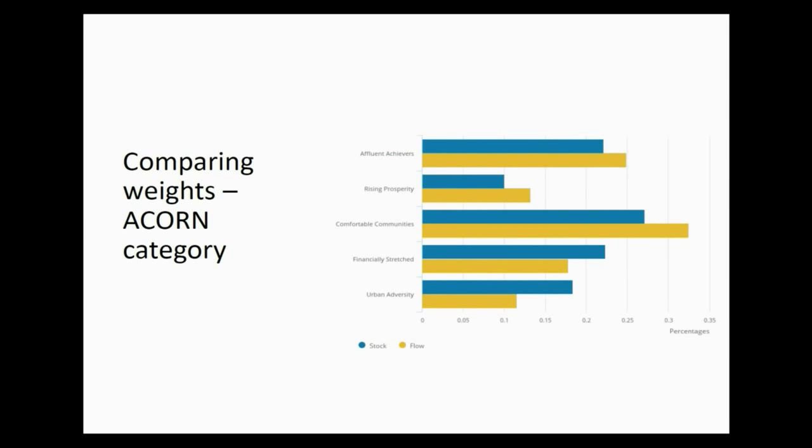So that's that, and we could just look in a little bit more detail at Acorn groups. So we actually look at it. There are categories. There are 18 groups, and there's an even more disaggregated level. We're just looking at the top level, which is the category. And as you can see, in the stock, you've got a lot more in the stock. The financially stretched and urban adversity shares are much bigger, whereas in the flow, there's a lot more affluent achievers and rising prosperity. So, that's really explaining the difference between these two measures.